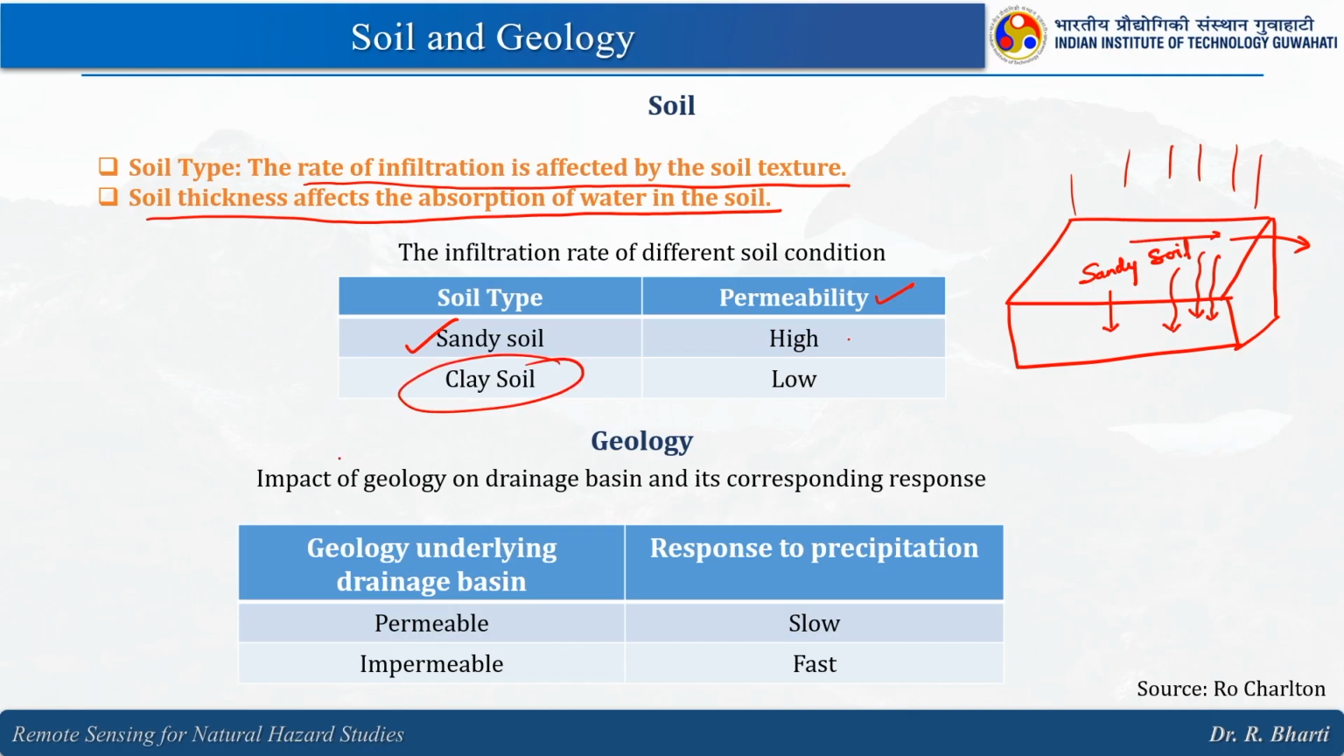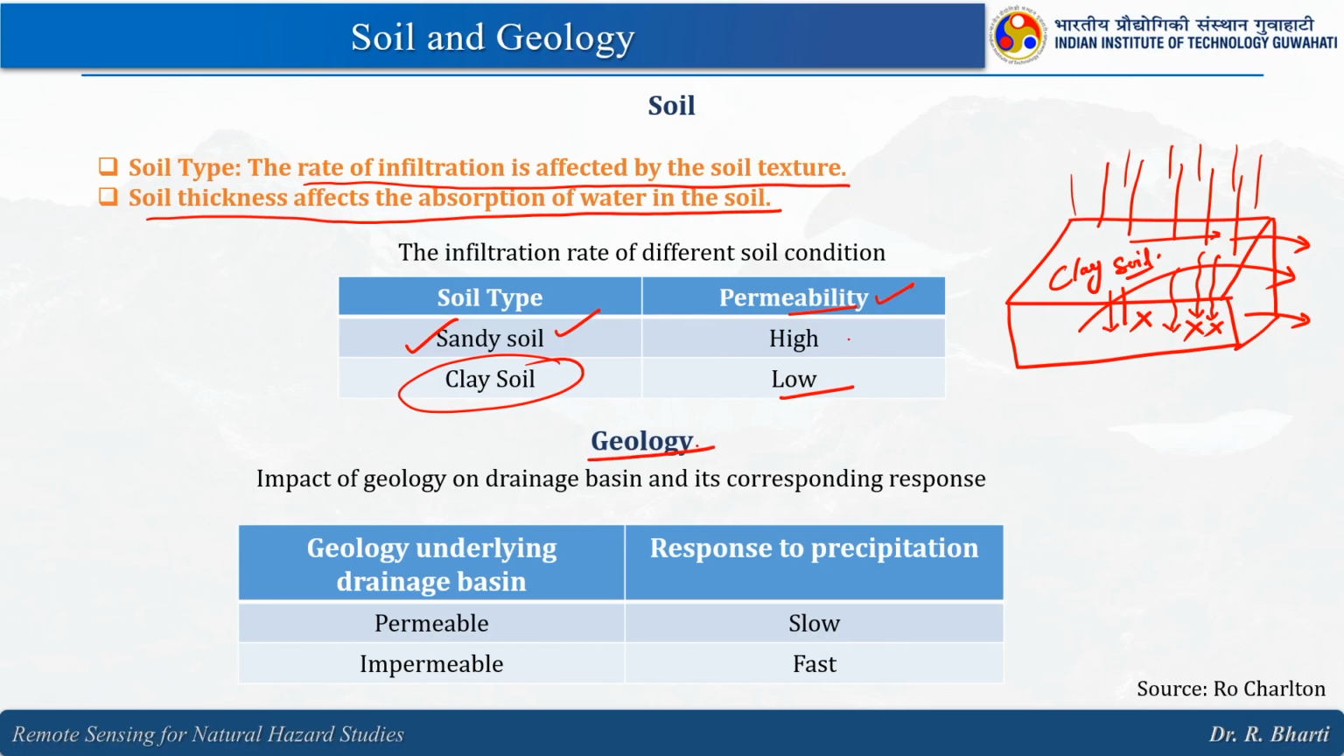When we have clay soil, if we replace this sandy soil with the clay soil, right, what will happen? Permeability is low. So, here the permeability is less than your sandy soil. In that case, whatever water we are getting from this precipitation, we will have overflow, right, and this overflow will cause flooding in the downstream area.